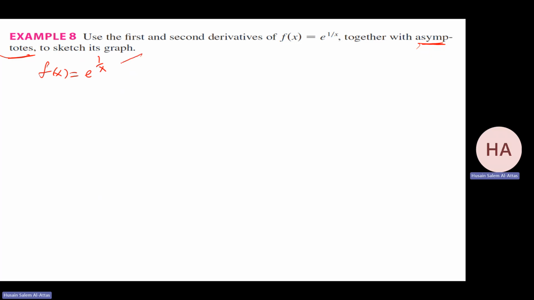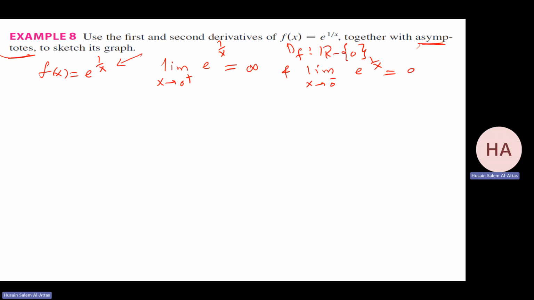First, I notice there is a problem at x equals 0. The domain of f is all real numbers except 0. So 0 is the point of discontinuity. If we check the limit as this goes to 0 from the right, you're getting e to the power infinity, and that's infinity. When x goes to 0 from the right, 1 over x goes to infinity. And the limit as x goes to 0 from the left will be e to the minus infinity, which is 0.